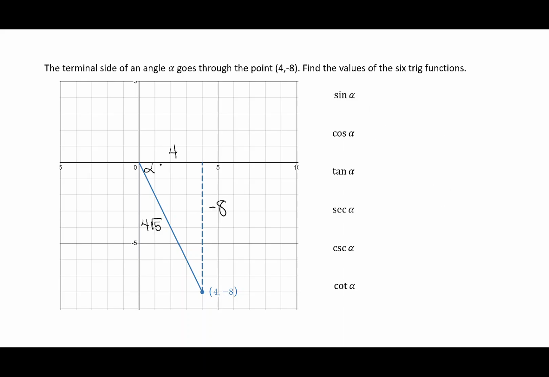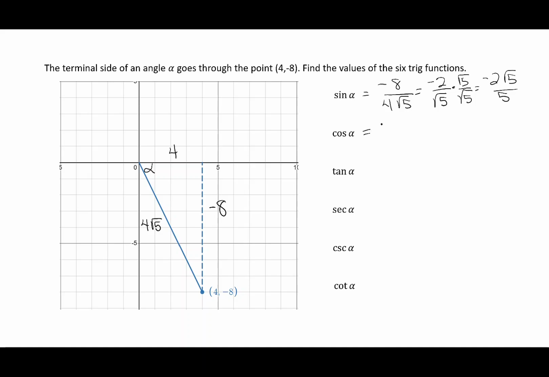Now that I have the 3 sides of my triangle, I can find the 6 trig values. Sine of alpha is going to be the opposite, -8, over the hypotenuse, 4 square root of 5. I can reduce this. 4 goes into -8. I get -2 over the square root of 5. Remember, we don't like radicals in the denominator, so I'll multiply by the square root of 5 over the square root of 5. My solution is -2 square root of 5 over 5.